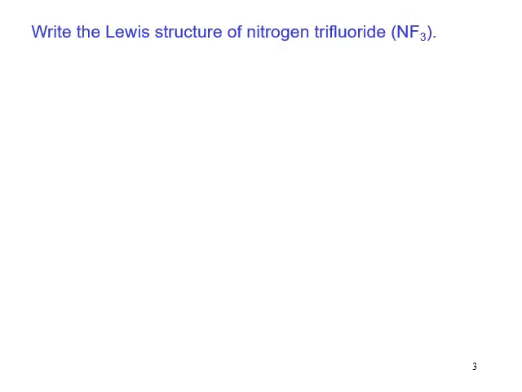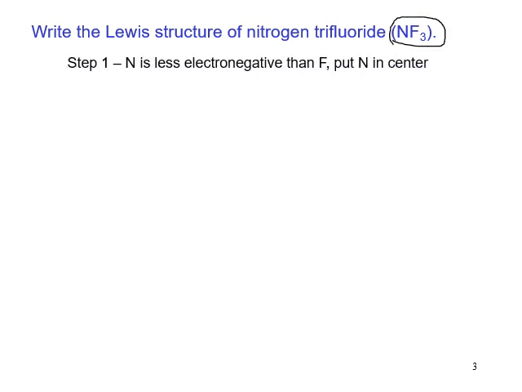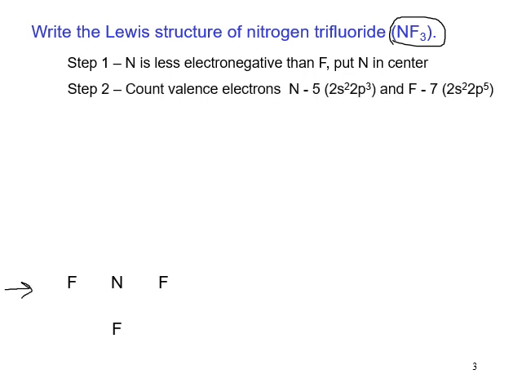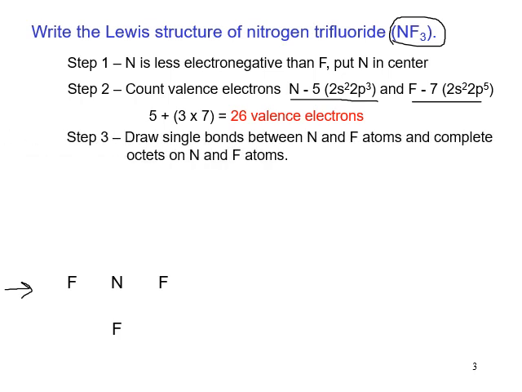The Lewis structure of nitrogen trifluoride, NF3, is given up here on the top of your screen. For the first step, since nitrogen is less electronegative than fluorine, put nitrogen in the center. You see it down here at the bottom of your screen. Nitrogen is now in the center. Step 2 is to count valence electrons. Remember, nitrogen has 5. See its electron configuration. Fluorine has 7. That would be a total of 26 for this structure or molecule.